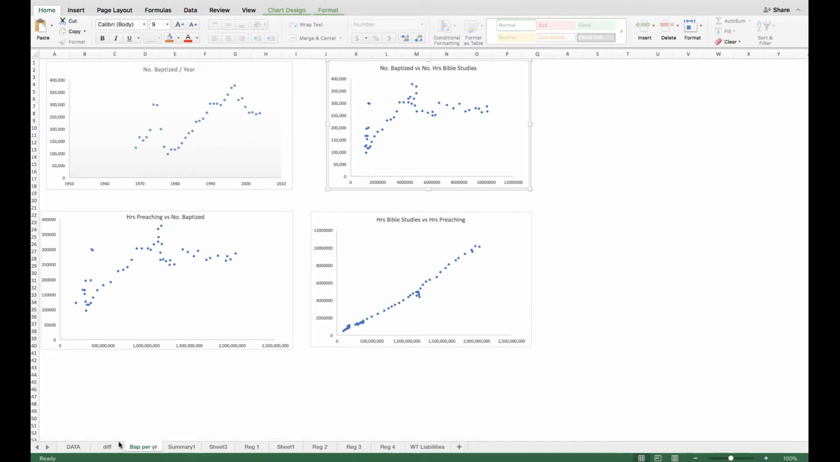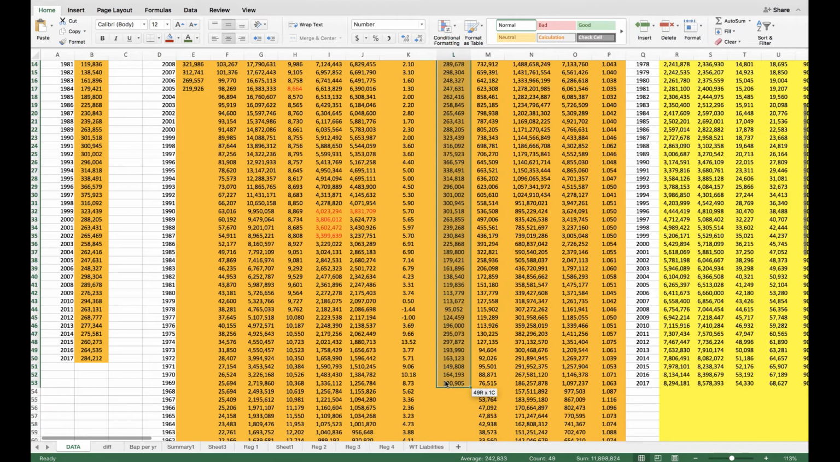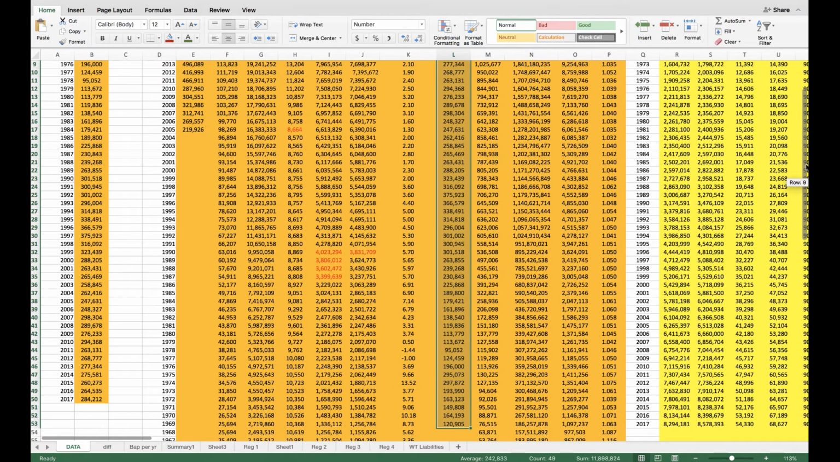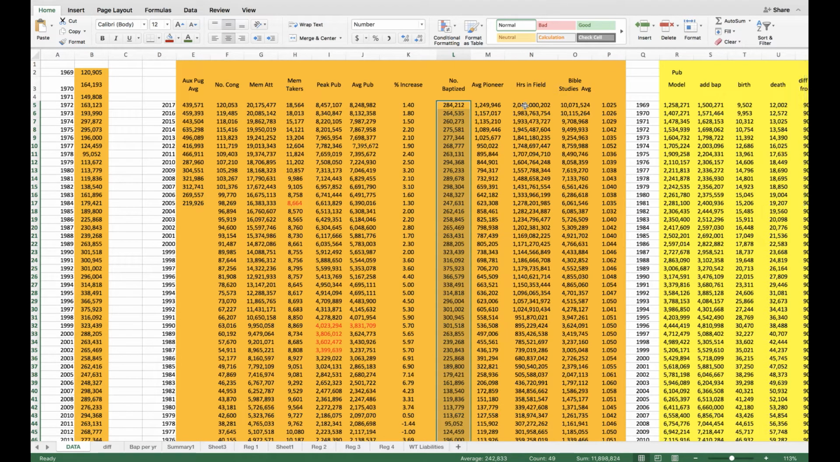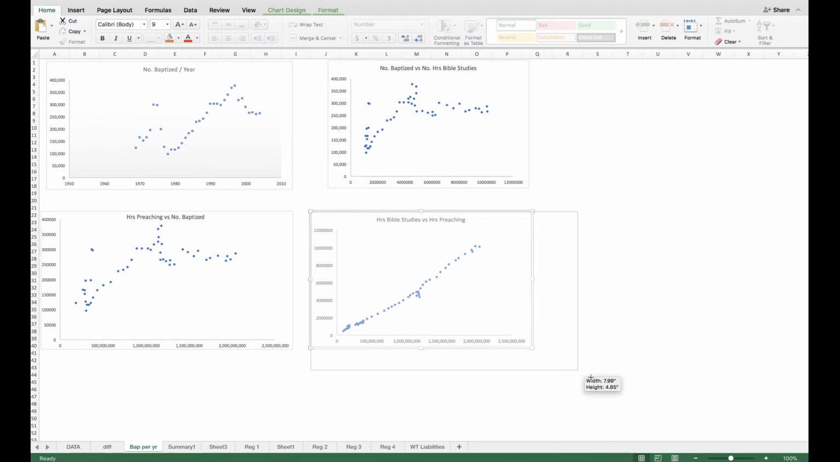These are the number of baptisms. We go back to this data here, and the number of those baptized is in this column here. Now, you would think that there would be a correlation between the number of hours in the field, the number of Bible studies conducted, and the number that are baptized. Well, there's a very definite correlation between the number of hours in the field and the number of Bible studies conducted. I'll show you that chart. That's this chart right here. I'm enlarging it.